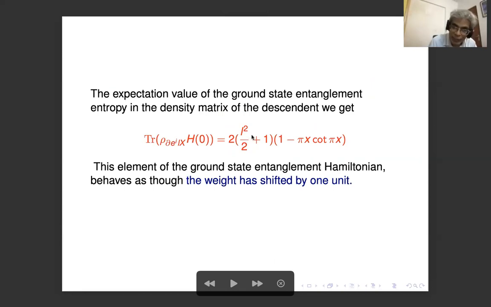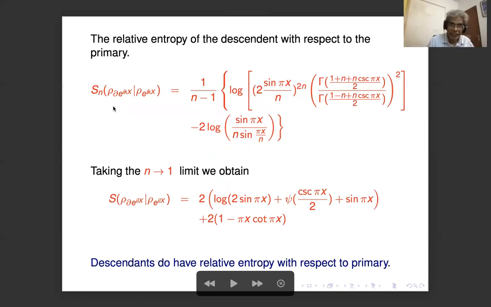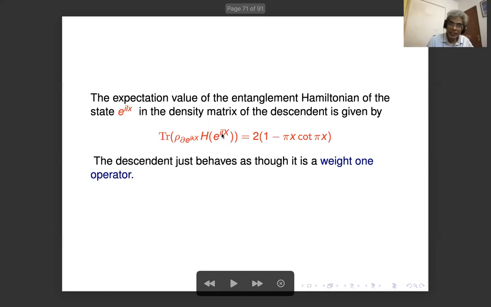The Hamiltonian has a nice property. It just shifts the original one by one, because del acts, increases the weight by one and it shifts by one. And various other Renyi entropy between descendant and the primary can be evaluated, and that also there is some function. So basically the descendant just behaves like a weight one operator for the entanglement Hamiltonian, at least it behaves just like that. Now, but these are very special cases.